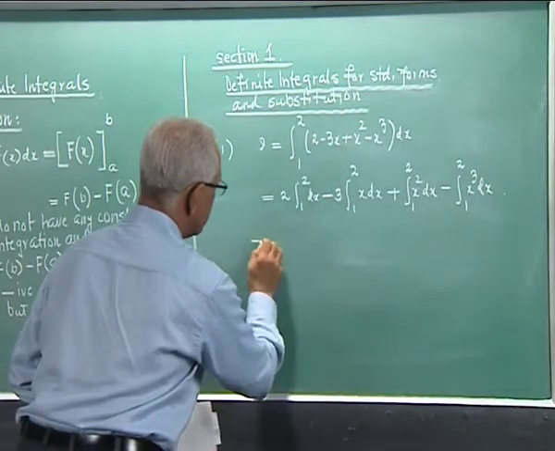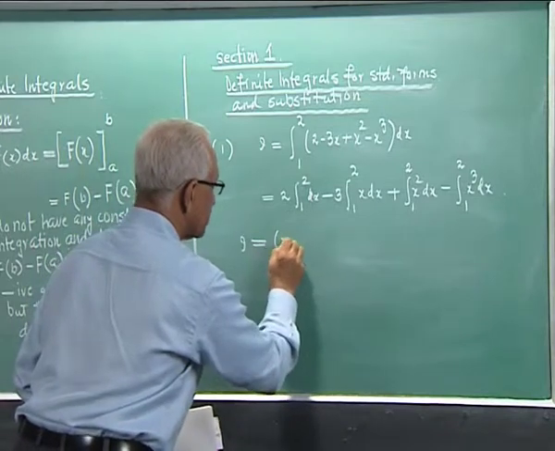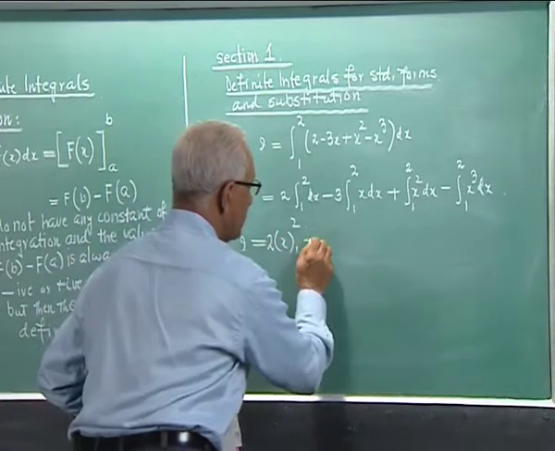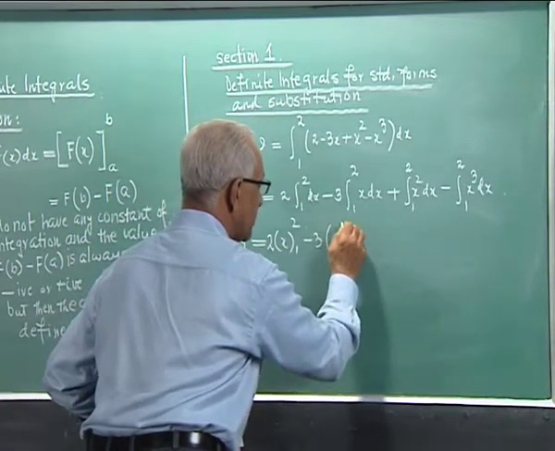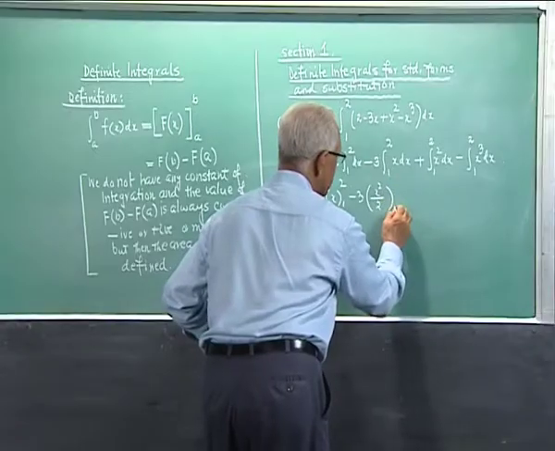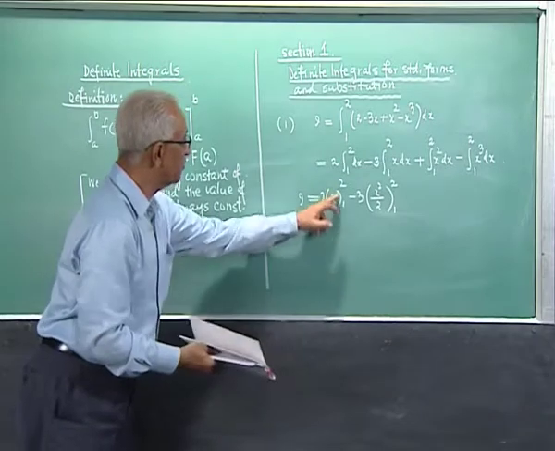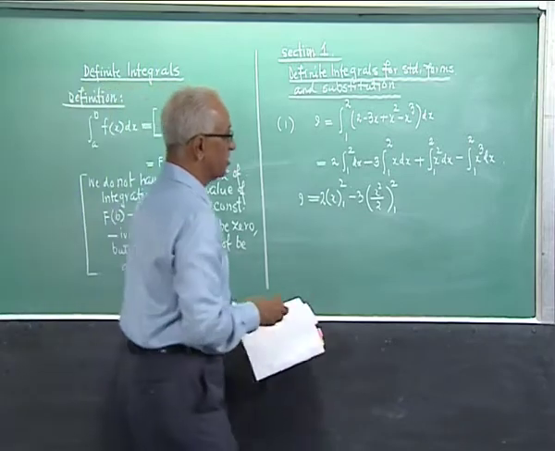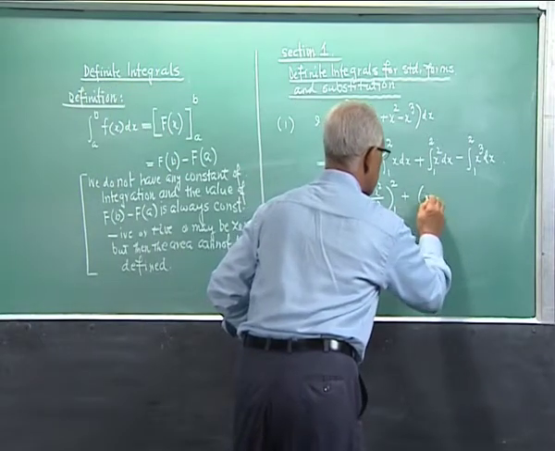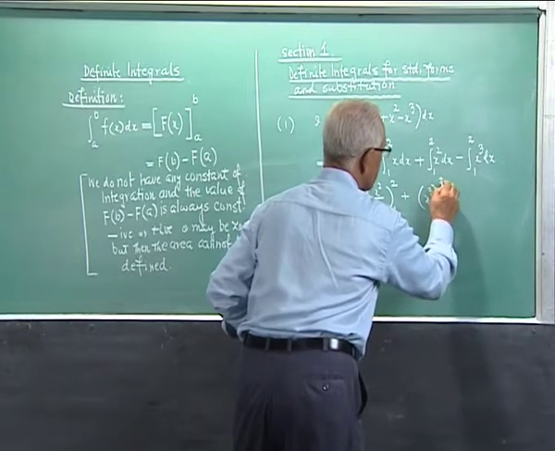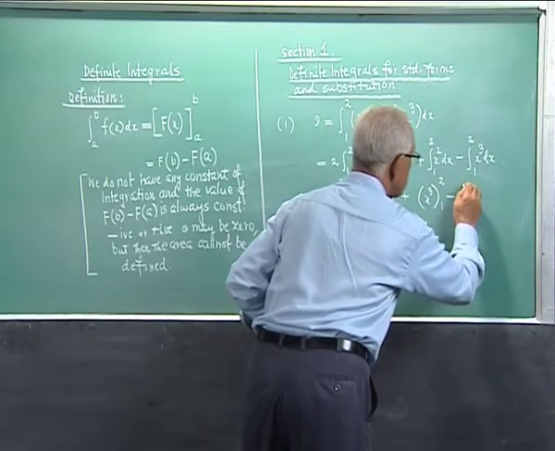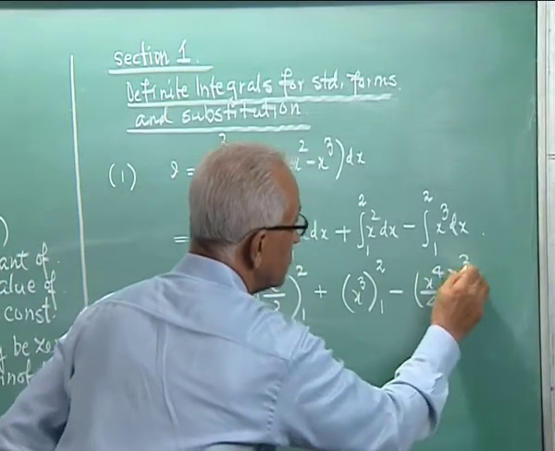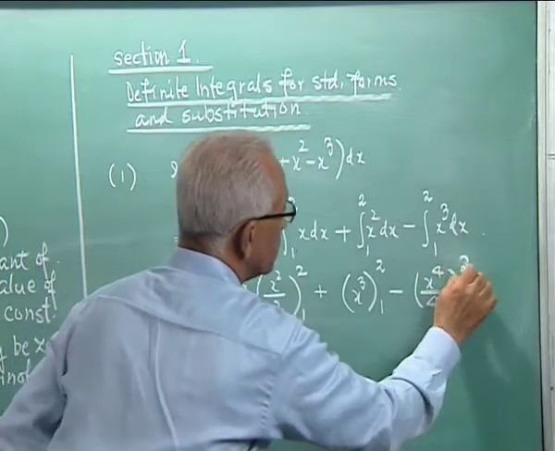I can integrate, which you know. So the integral becomes x for this, with limits 1 to 2, 2 outside, minus 3 times x square upon 2 from 1 to 2. Whether you put the limits in a big bracket or a small bracket makes no difference. Plus this will be x cube with limits from 1 to 2, minus x to the power 4 upon 4 from 1 to 2.